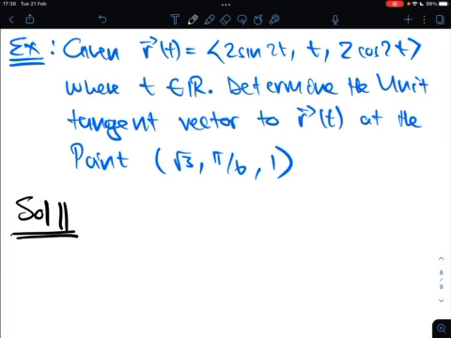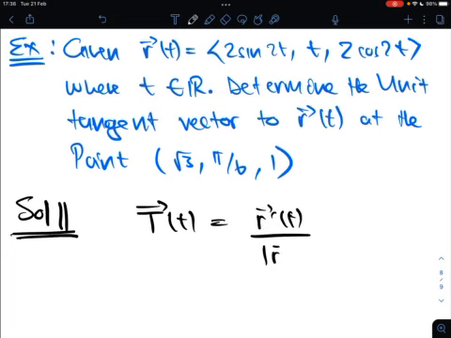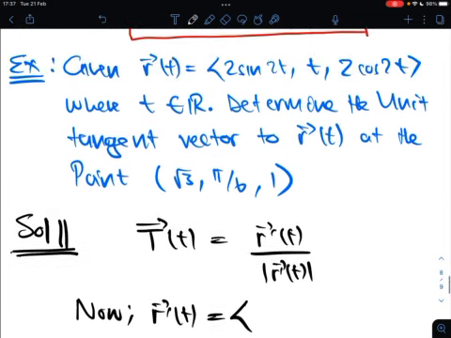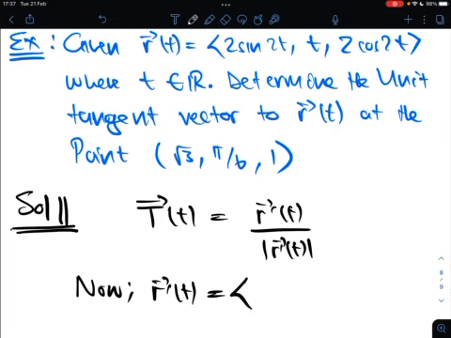So to solve this problem, we have already seen that whatever we want to find as the unit tangent vector is simply defined as r prime of t over the absolute value of r prime of t. So the only thing that we have to find is actually r prime of t. So now let's find it. So what is r prime of t in this case? If we differentiate, we get 4 cos 2t, then we get 1, then we get 4 minus 4 sine 2t, like that. Easy.